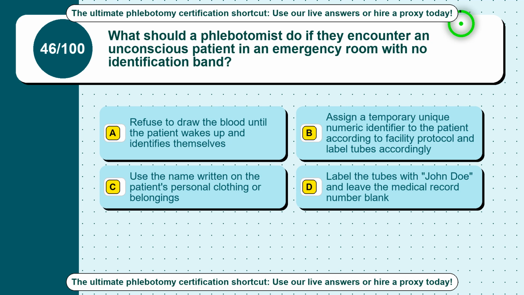Question 46. What should a phlebotomist do if they encounter an unconscious patient in an emergency room with no identification band? Option A, refuse to draw the blood until the patient wakes up and identifies themselves. Option B, assign a temporary unique numeric identifier to the patient according to facility protocol and label tubes accordingly.